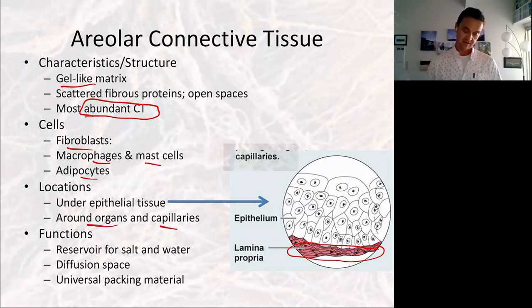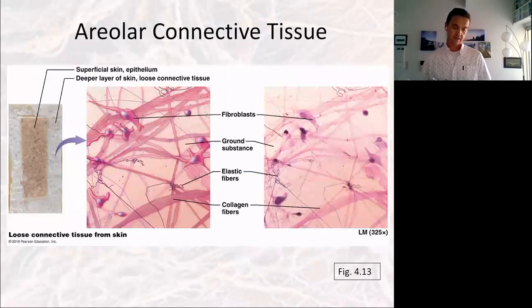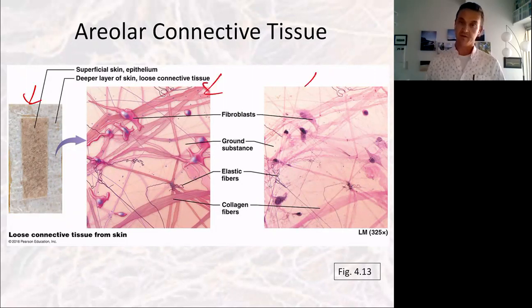Its main functions are to act as a reservoir for salt and water so we can have some diffusion space. Why would we want diffusion space so close to epithelial tissue? Well, there's blood vessels in here, and there's no blood vessels up here. So we need the ability to diffuse oxygen through here so it can get to our tissue that doesn't have vascularity. This is also known as our universal packing material. Here's what it looks like. So we see it in the skin here. This is more of a drawing, and this is a microscope image. We can see some big protein fibers, some collagen, some smaller protein fibers, and then lots of ground substance. And we can also see a few elastic fibers throughout.